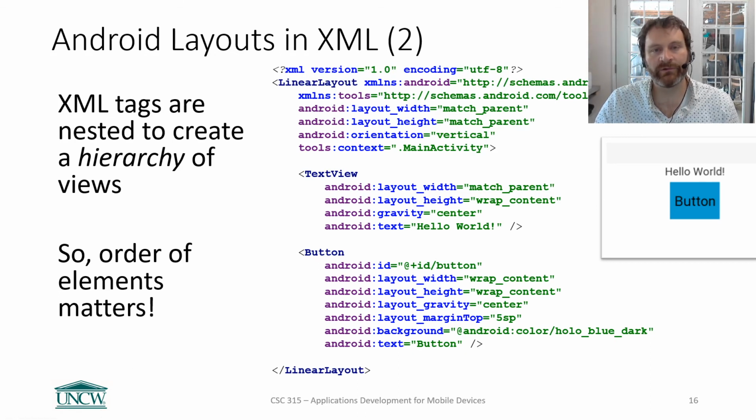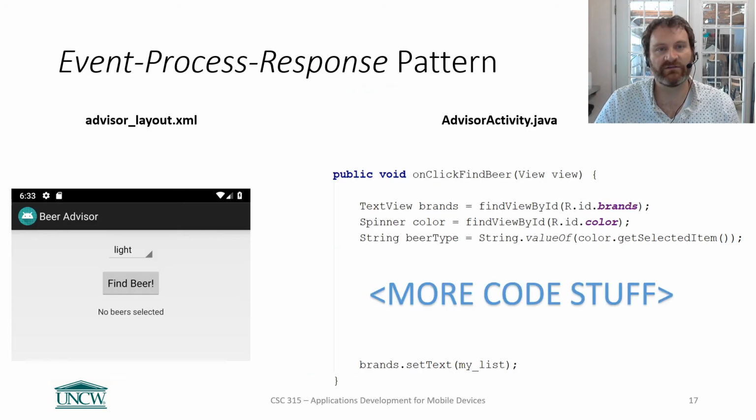Okay, so order of elements matters. Nesting of elements matters. You will get exposure to this and you will get practice with this as you get into your lab. Okay, so the final thing that I want to cover today is, all right, you've got your very basic activity composed. You've got some buttons on the screen, you've got some text on the screen. What is happening when a user clicks on stuff?